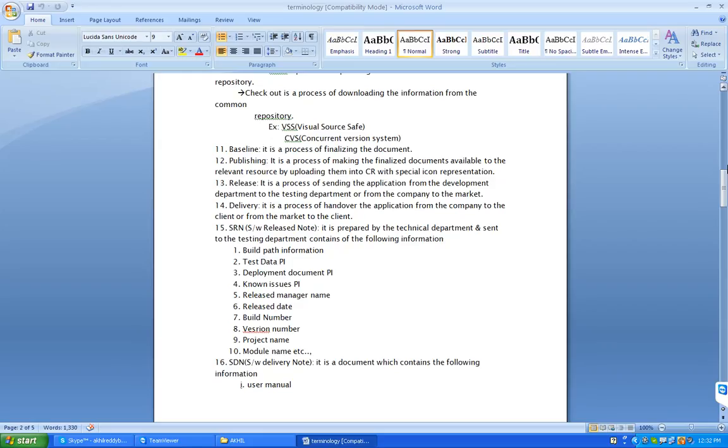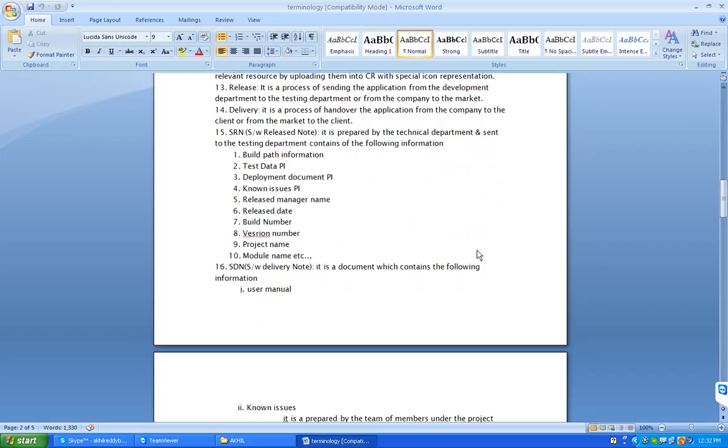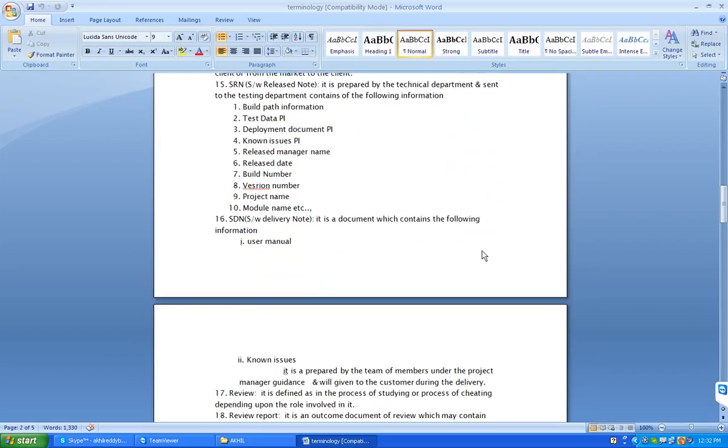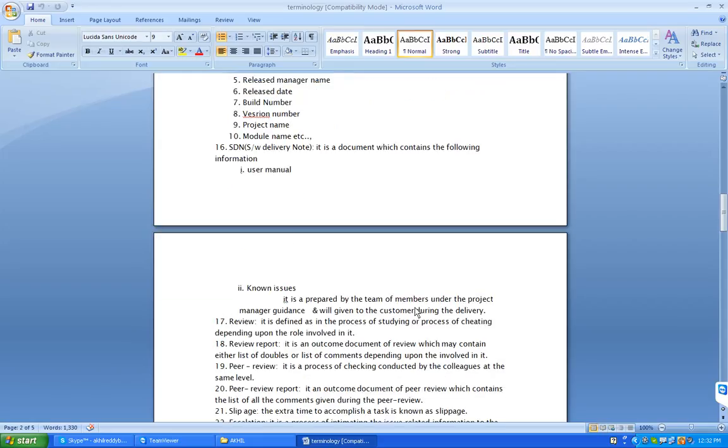Next, SDN, software delivery note. During delivery, we need to provide some documents. What are the documents we need to provide? They list them out in this section. Based on the project, they provide a list of documents. For example, if you are buying a new TV, they will give some plugins, add-ins, a user manual, and a known issues document. That is called test deliverable.